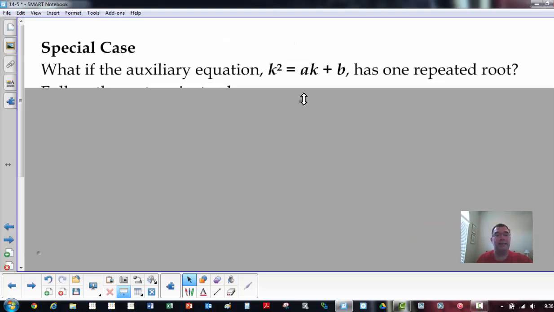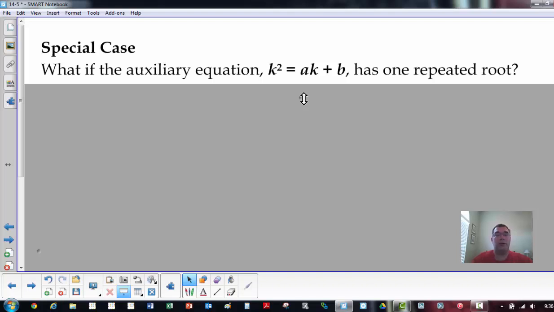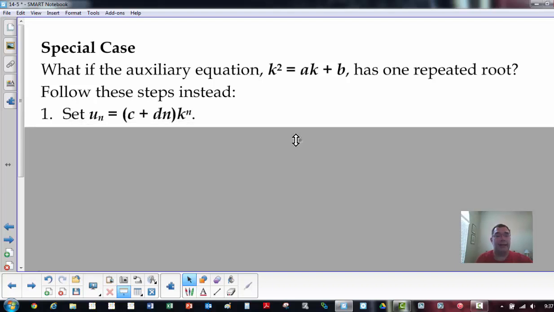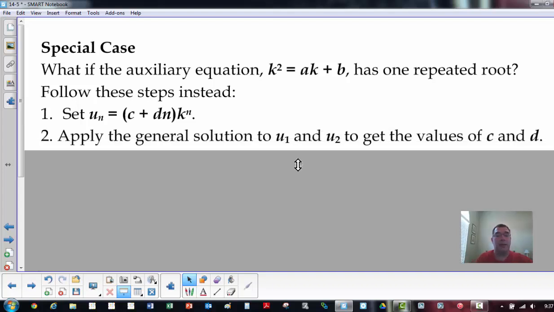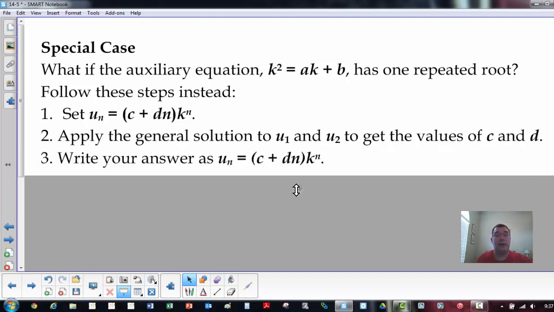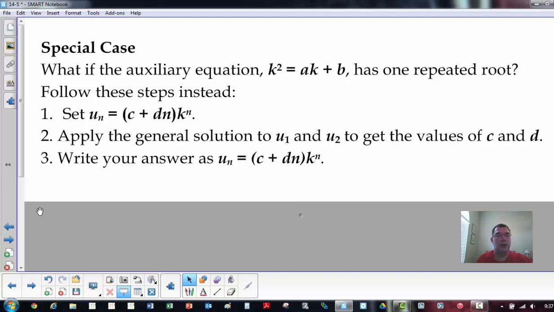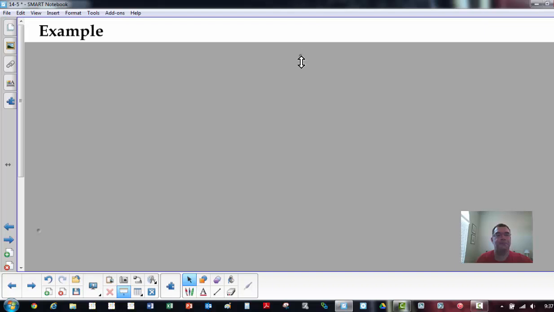All right, now there is a special case. What if, when we are finding the solutions to the auxiliary equation, the solutions are the same? In other words, k1 and k2 are actually equal to each other. Well, we follow these steps instead. I'm going to say that the nth term is (c plus dn) times k to the n. Okay, and we apply the general solution to u1 and u2 to get the values of c and d. And I write my answer like that, replacing c and d and that repeated value of k as my solution to the auxiliary equation. So obviously we need an example of this.